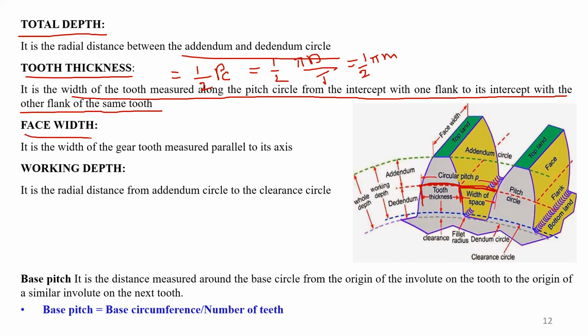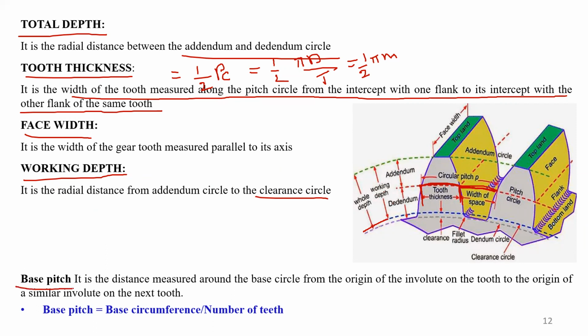And what is the face width? This is called the face width. It is the width of the gear tooth measured parallel to the axis of the gear. And what is working depth? It is the distance from the addendum circle up to the clearance circle, called the working depth.